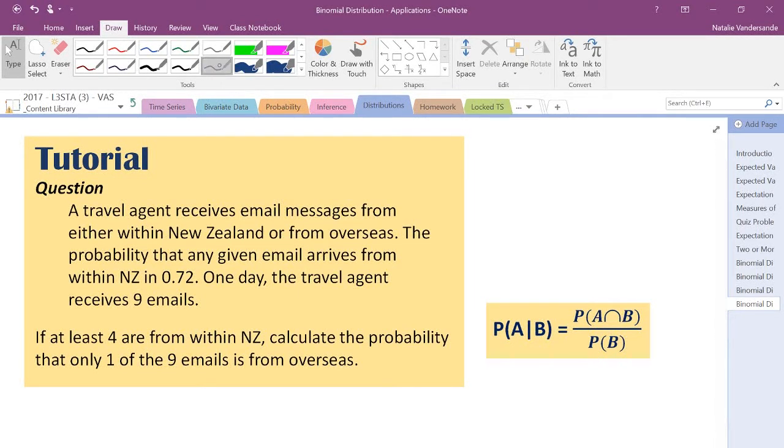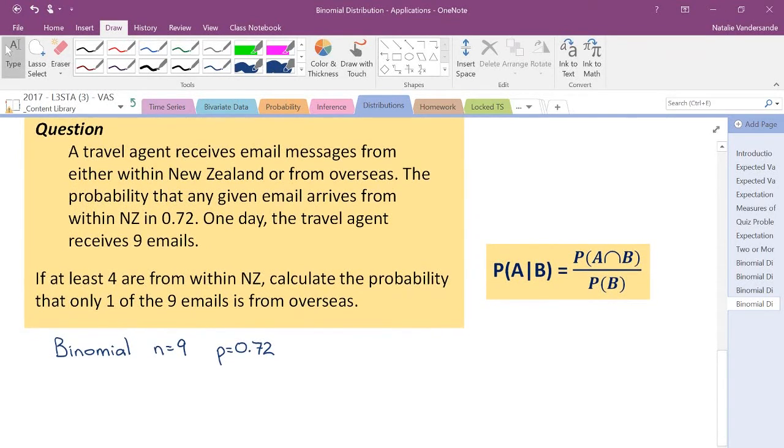We are using a binomial distribution where our number of trials is the 9 emails and our probability of success is receiving an email from New Zealand. So that's P equals 0.72. Now we need to remember our conditional probability formula, which I have put to the side of the question. And we can write out the conditional probability that we are trying to find.